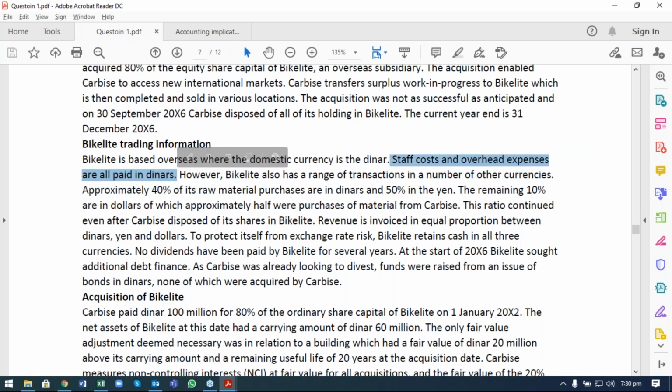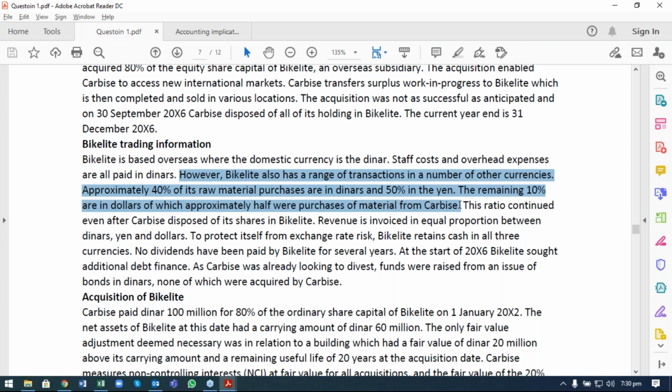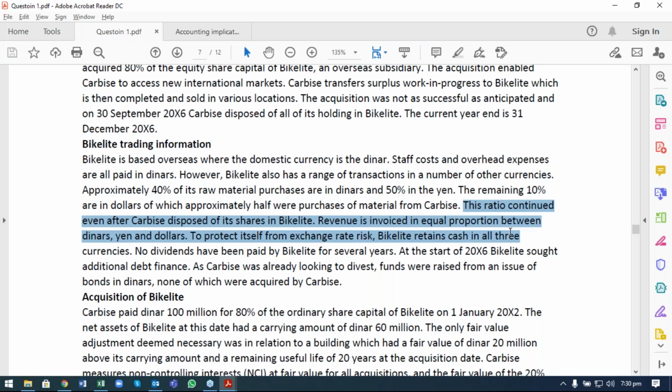So you can easily mention that the staff cost was already paid in dinars, while the raw material is priced differently. The selling ratio was this one: the company has made sales in different currencies in equal proportion before and after the sale by Carbise. So the company has paid all the staff cost in dinars.